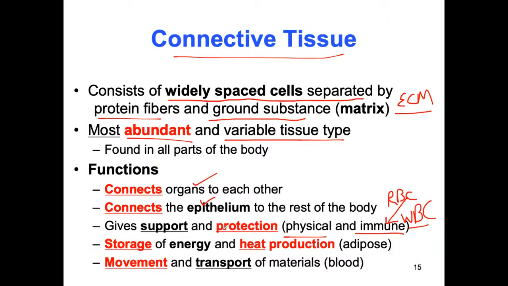Okay, it's important for the storage of energy and heat production, primarily by these right here, adipose tissue or adipocytes, which are fat cells. That's really important. And connective tissue is responsible for the movement and transport of materials through the body, and it uses this medium called blood to do it.